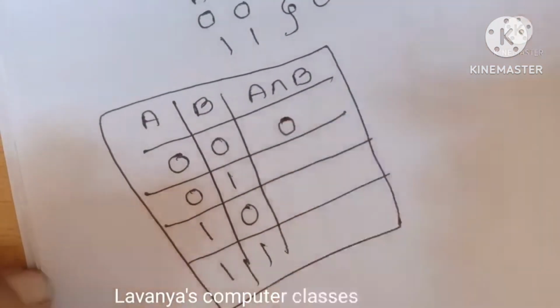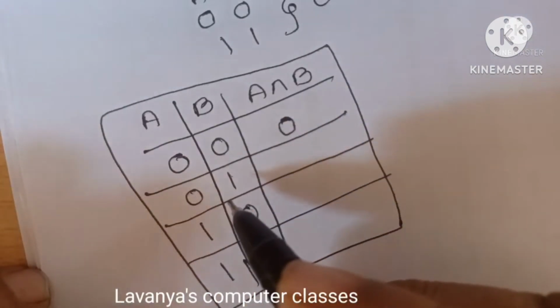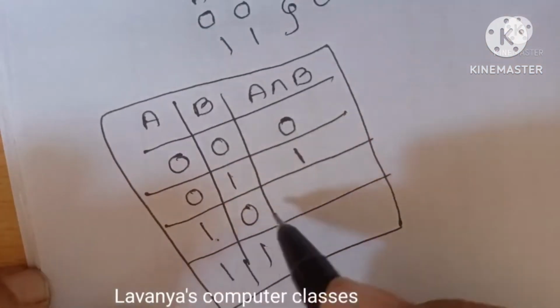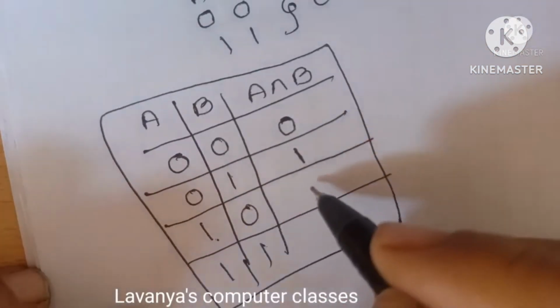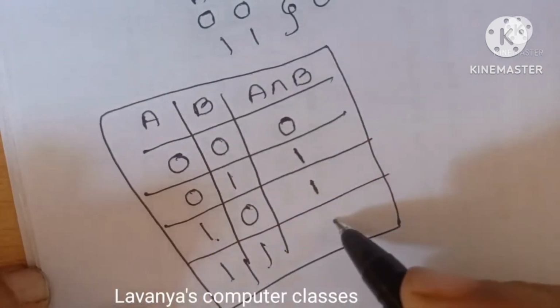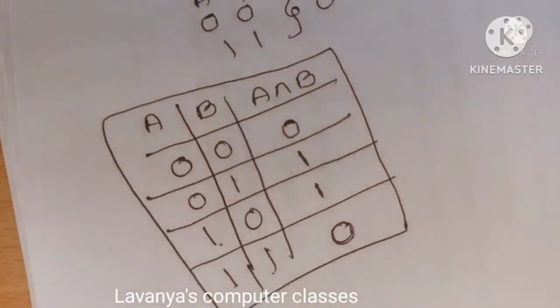So the result is 0. A value is 0, B value is 1. That means both are not same. So the result is 1. Again A value is 1, B value is 0. Both are not same. So answer is 1. 1 and 1. Again both are same. The result is 0. So this is the truth table for exclusive OR.